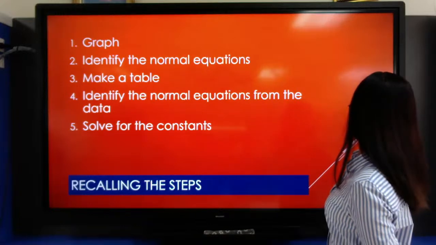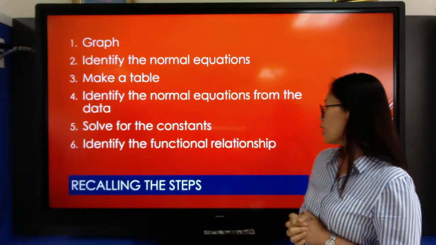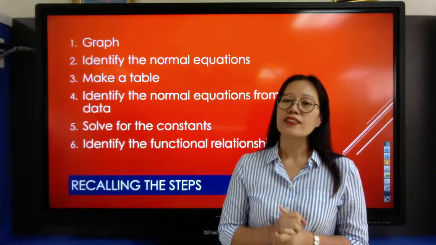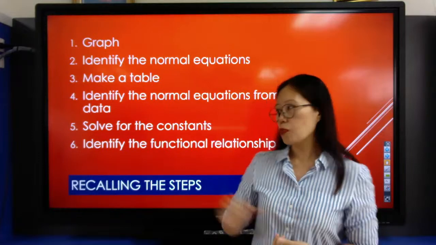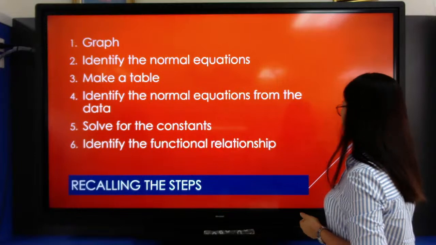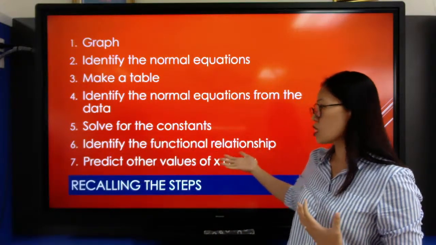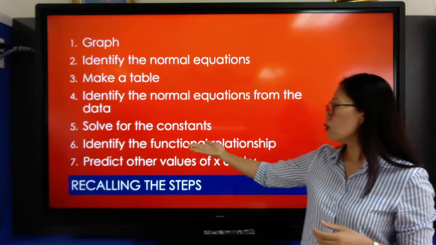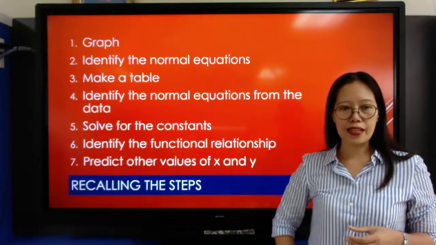And then the next one, of course, is we're going to identify the functional relationship using the value of our constant that we got from our table. And then the last one, after getting our functional relationship, we can now predict values of x and y in our data using the functional relationship that we derive from our data, of course.